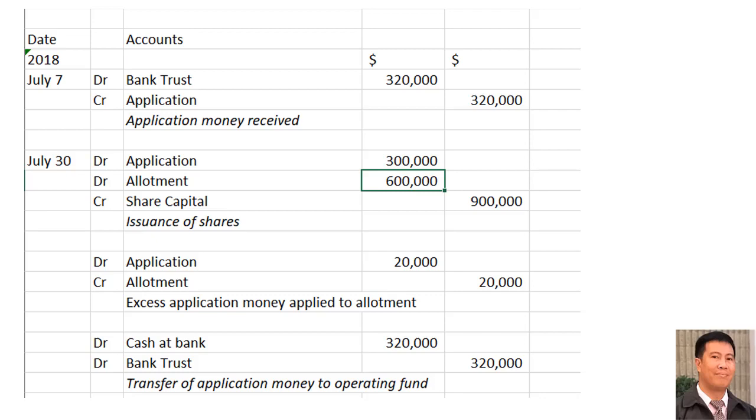Now after this, usually you can transfer the bank trust money to cash at bank. You don't do this if you haven't satisfied this distribution of share. That is a common mistake. What some will do after this, they will debit cash and then credit bank trust. No, that is an incorrect entry. You must allot or distribute the share first. After that, you can do this entry. Debit cash at bank and then credit bank trust.